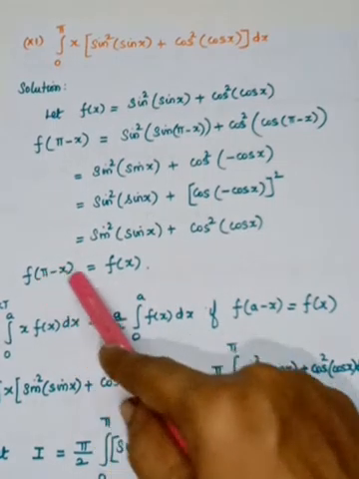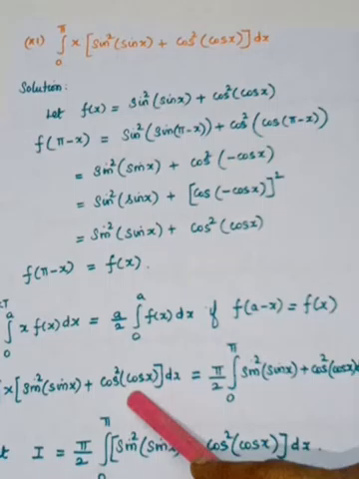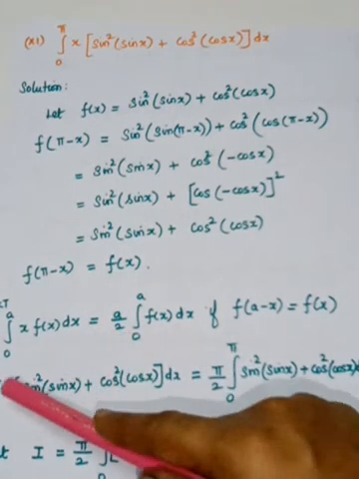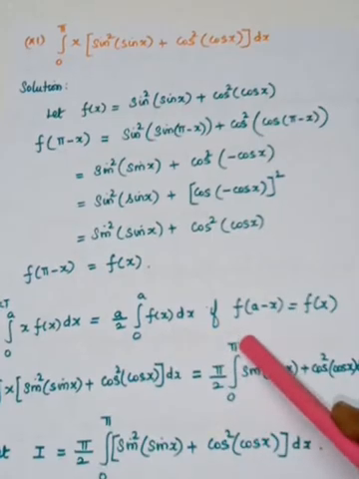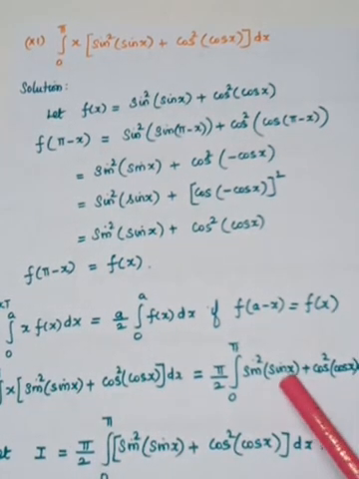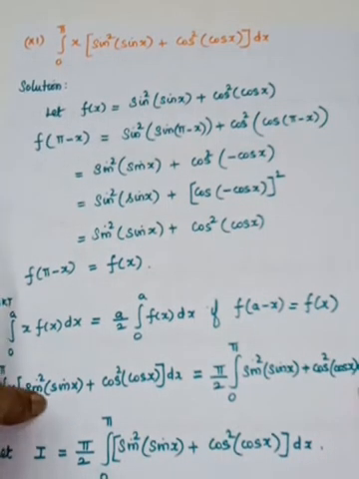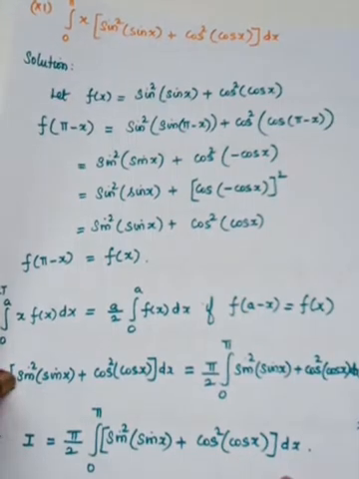So f of a minus x is equal to f of x means the whole thing can be written as a by 2. What is your a? Pi. So it is pi by 2, integral 0 to pi only f of x. So you can remove this x. So f of x into dx. You are having this. So this integral you have to call it as I.